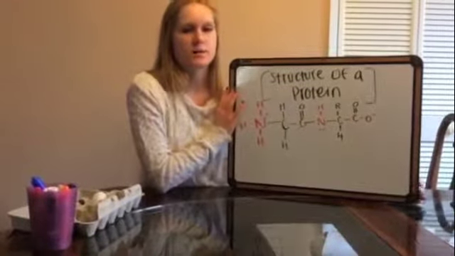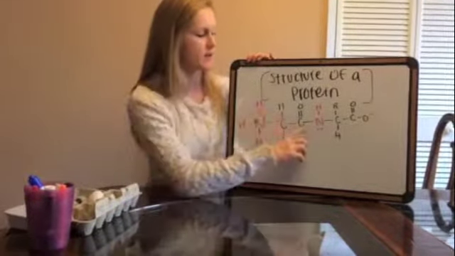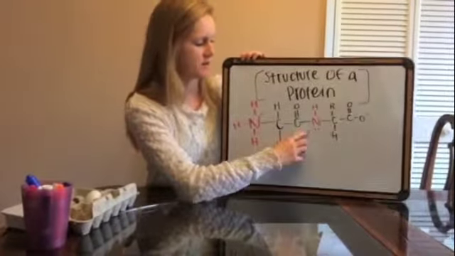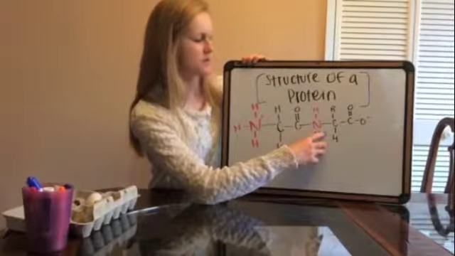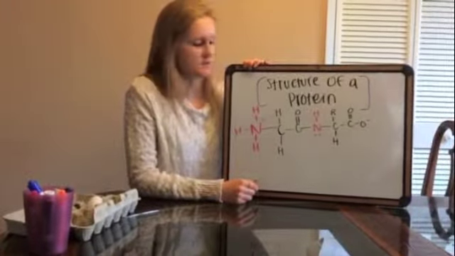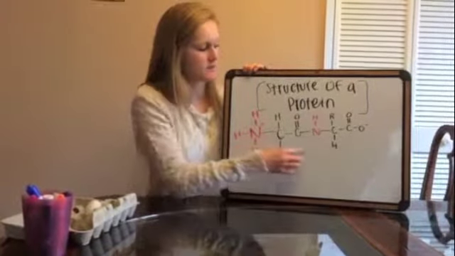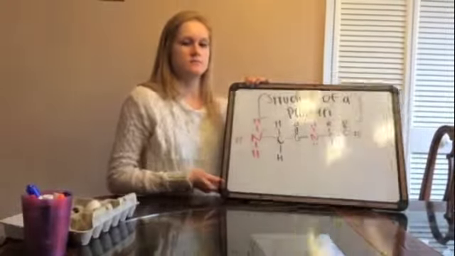It is made up of amino acids linked together by a peptide bond, which you can see right here between the carbon and this nitrogen. And a protein is a polypeptide, which means that it's multiple amino acids linked together.